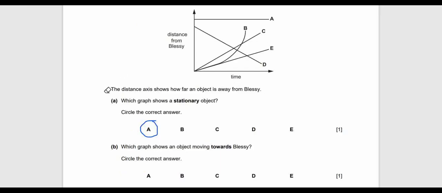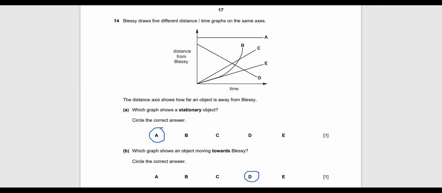Next. Question B, which graph shows an object moving towards Blasi? 10 seconds from now. Right, let's open up the answer. So the answer is D.